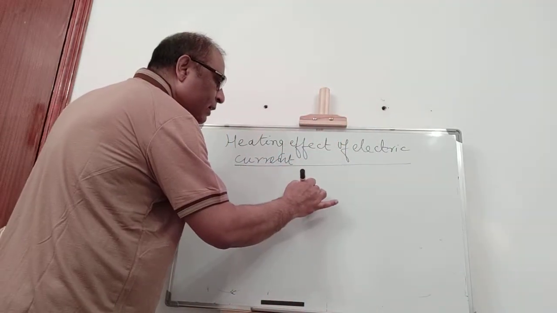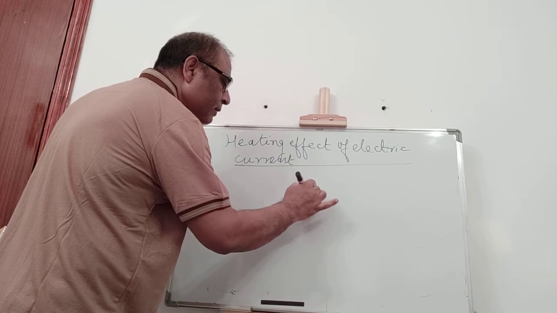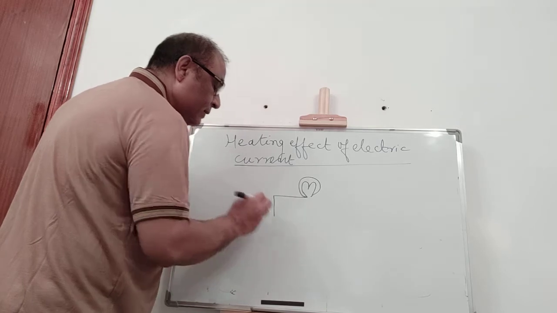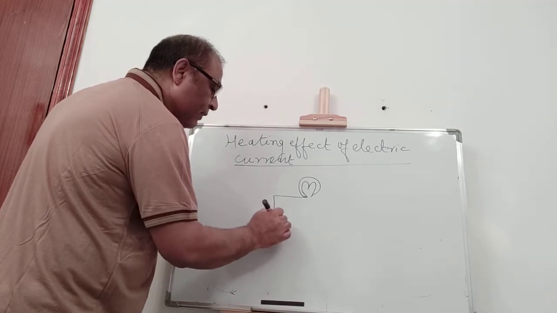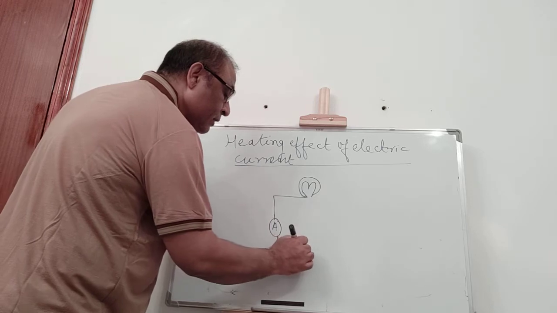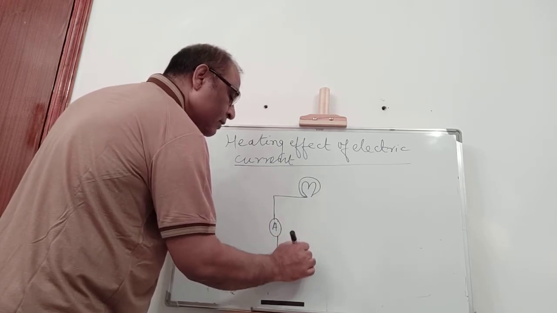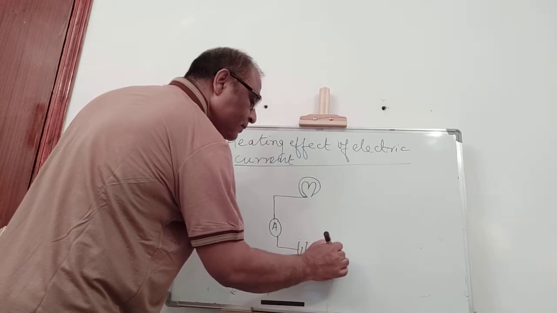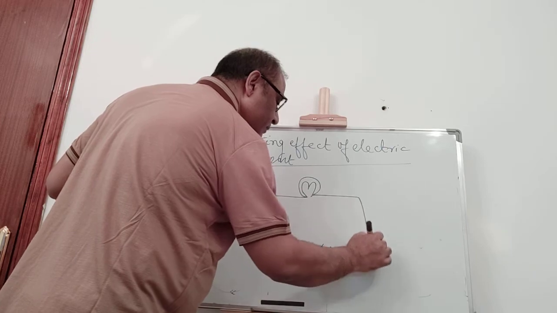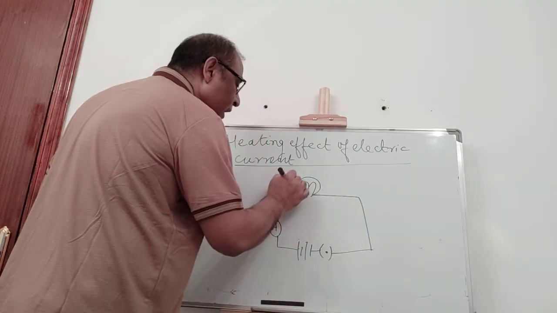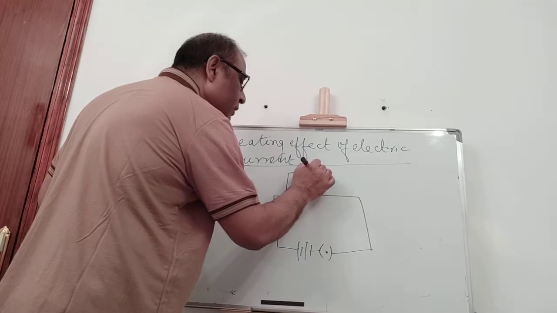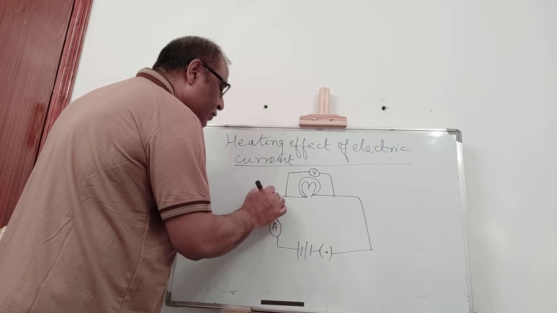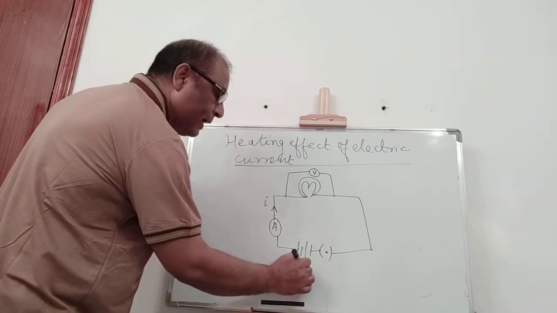Just suppose that here is a bulb, and this bulb is connected with an ammeter. Here a cell, a switch, and here we have a voltmeter. Current I passes through the conductor. This is the battery.